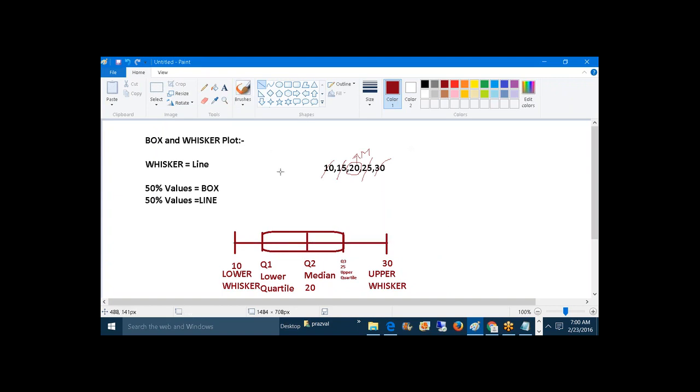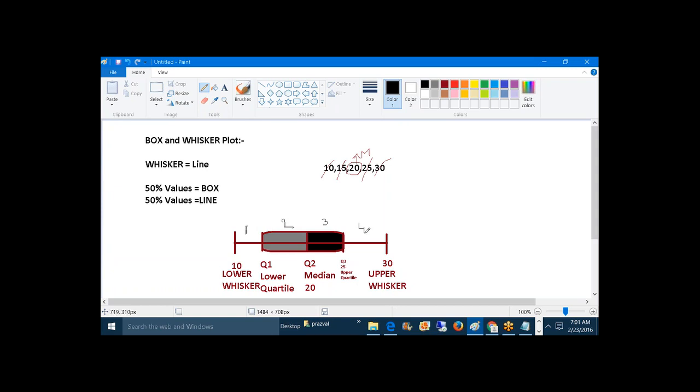It is going to fill this with one color, this with another color, this with another color, and this with another color. So till here it is one part, it is the second part, the third part, and the fourth part.